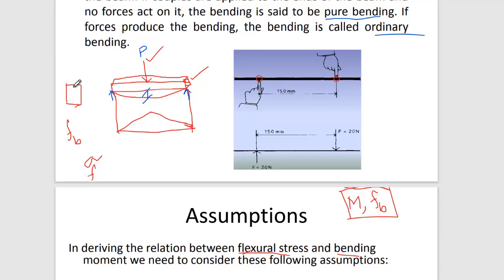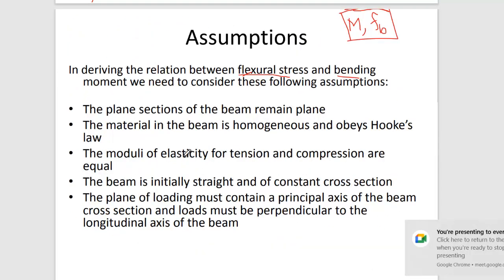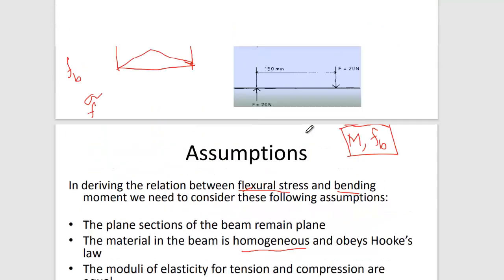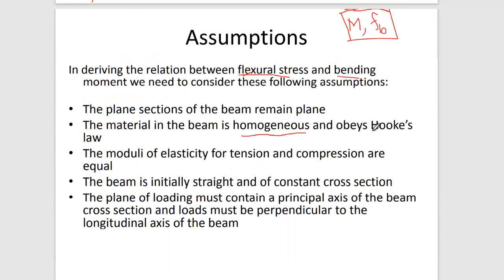There will be no change in the section if it's bent even. You understand? So that is the first assumption. Then the second assumption: the material in the beam is homogeneous. Suppose if it is wood, throughout the member it is wood. Suppose this one we are talking about, right? So this member is wood. All portions of this material are wood. If it's concrete, it's only concrete, no other materials. Do you understand? Homogeneous. And obey Hooke's law.